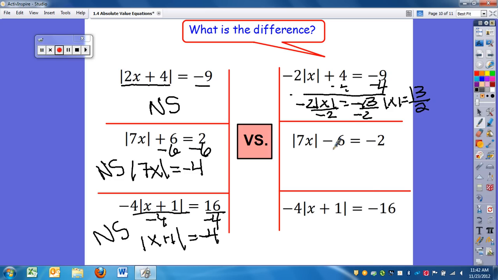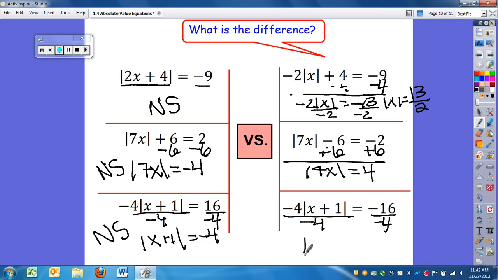And over here, it looks from the start like it's going to end up being no solution, but when I get my absolute value sign isolated, it actually ends up equaling a positive. So these will have solutions. Divide by negative 4: negative 16 divided by negative 4, two negatives make a positive. So I get positive 4. So all three of these will have our two solutions.